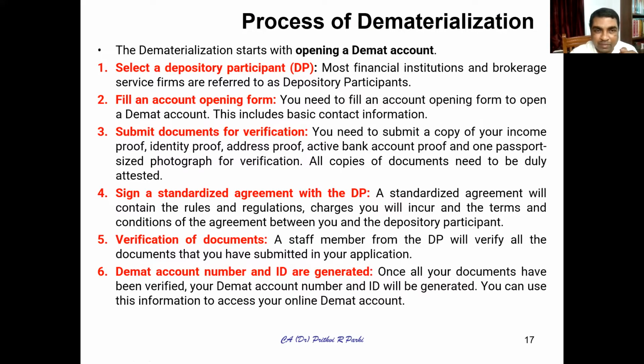First, you have to select the depository participant. Then you have to fill an account opening form, right? This process I'm talking about is for opening a demat account. A demat account you can open with any depository participant. So this is the process of opening a demat account. Select with whom you are going to open. Then fill up the application form, and submit various documents, which are popularly called KYC documents, like your identity proof, address proof, all these things, your photograph. Then sign a standardized agreement with the DP. Then your documents will be verified and a demat account number will be generated. Once the demat account number is generated, your securities can be held in that demat account in electronic or digital form. This is the process of opening a demat account.